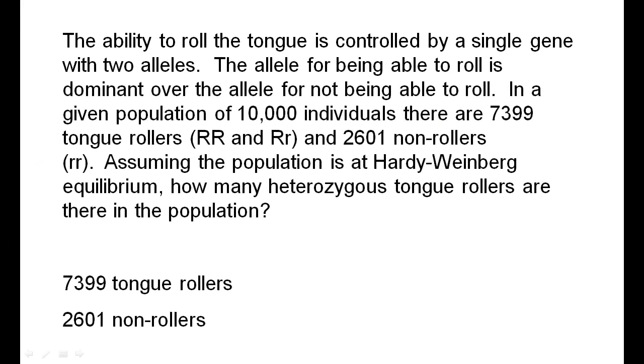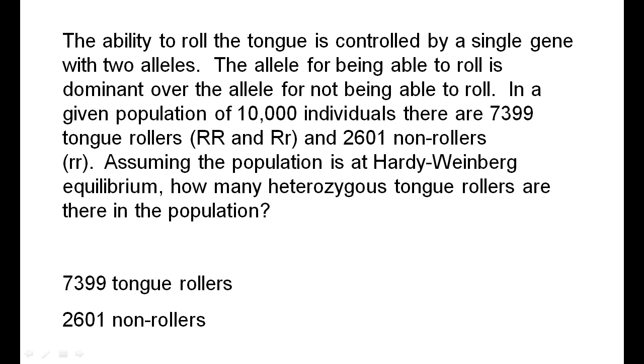To look at yet another one, the ability to roll the tongue is controlled by a single gene with 2 alleles. The allele for being able to roll is dominant over the allele for not being able to roll. In a given population of 10,000 individuals, there are 7,399 tongue rollers and 2,601 non-rollers. Okay, so we're going to assume that the population is at Hardy-Weinberg equilibrium, and we want to know how many heterozygous tongue rollers are there in the population.